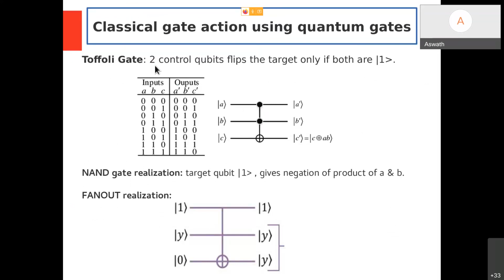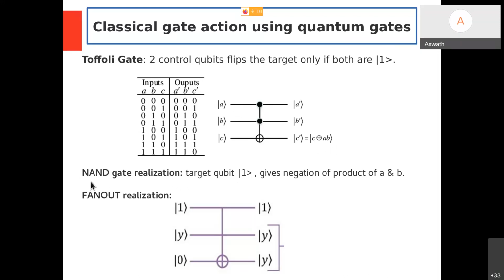What is a Toffoli gate? It takes two or three inputs, right? For one of the inputs, it will make changes in such a way that I can have an AND operation. Okay, so even I can have a NAND operation, right? What I have to do for the NAND operation is the target qubit should be 1, and we will give a negation for the A and B product.